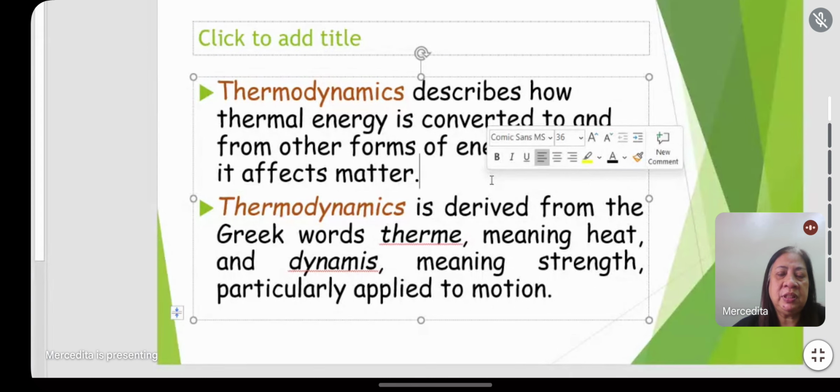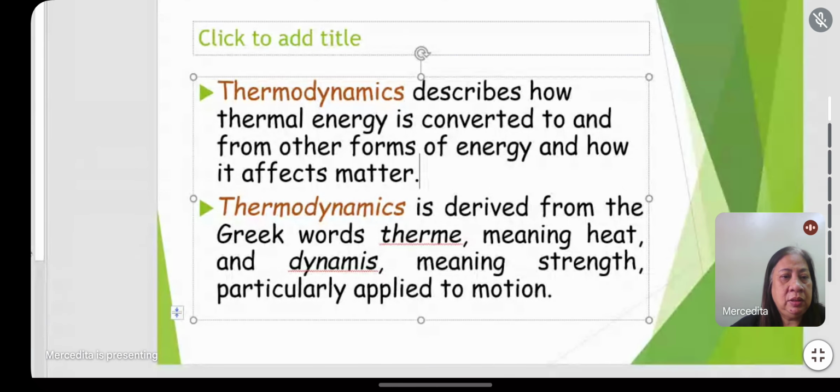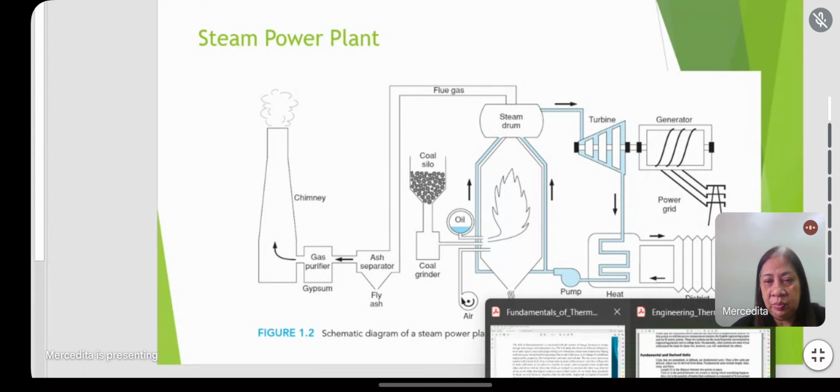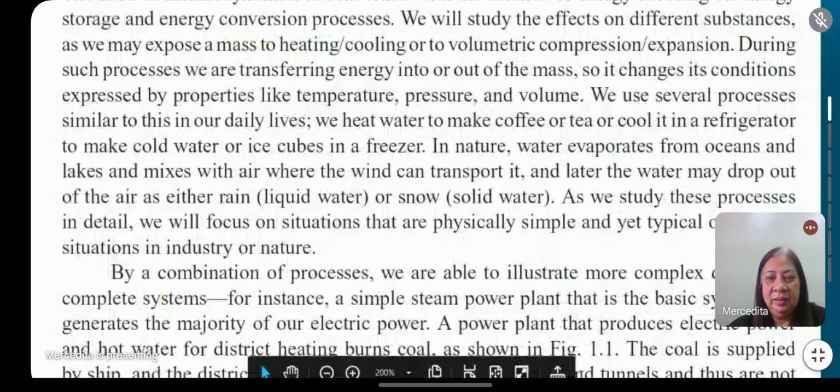We have the properties of substances. We're going also to have the tinatawag natin na thermodynamic system. It is the container of the substance. You know? So, para makita natin yung mga container ng substance na yun, let us have an example. At doon natin kuhanin to sa textbook para mas malaki. Okay.